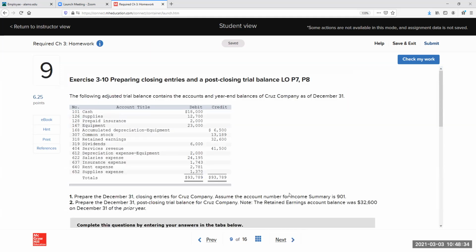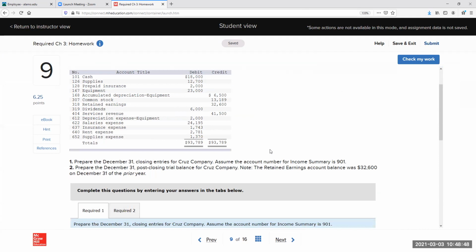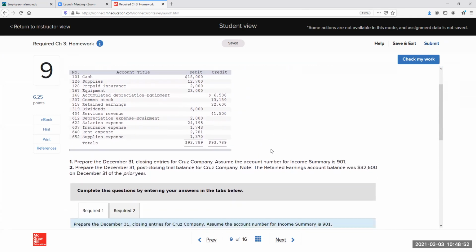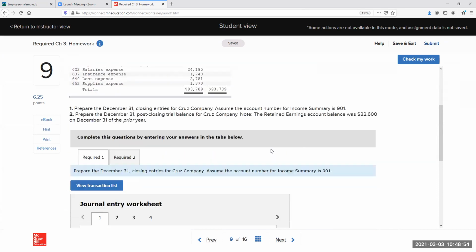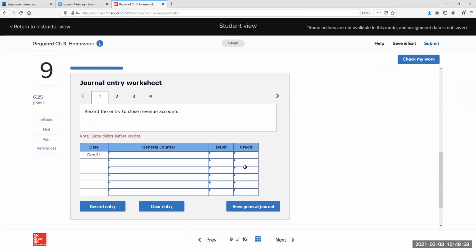Now, number 9, preparing closing entries. Remember the acronym REID, R-E-I-D. R, close your revenue. E, close expenses. I, close the income summary account. And D, close your dividends. So in this case, record the entry to close the revenues. So revenues normally have a credit, so you debit them to close them.